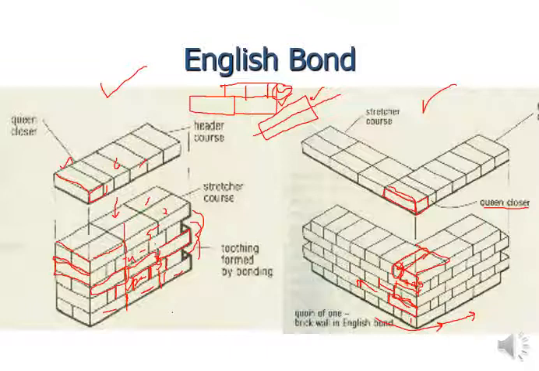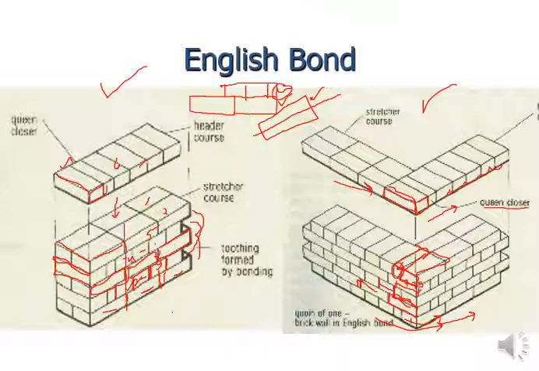Okay, so this 4.5 dimension is here. So this is the corner. So what you have to do, you have to place a queen-closer over here. So queen-closer and then again header and then similar headers, you are repeating. So in this way, your stretching course in one direction has been exchanged into header course once you are shifting the direction at the corner, or the joint of the wall. That's very important.